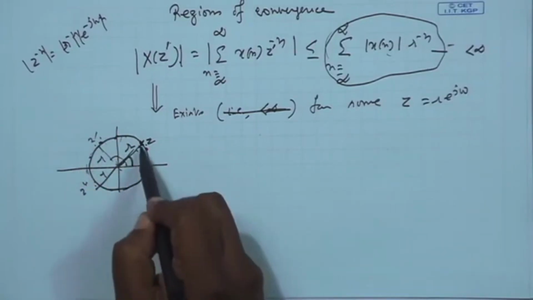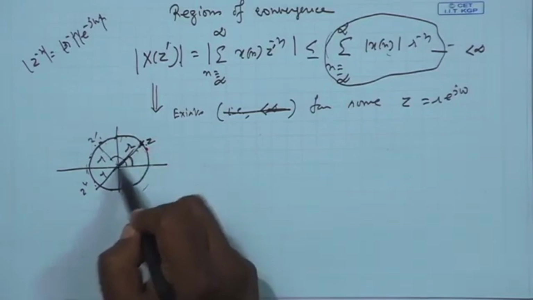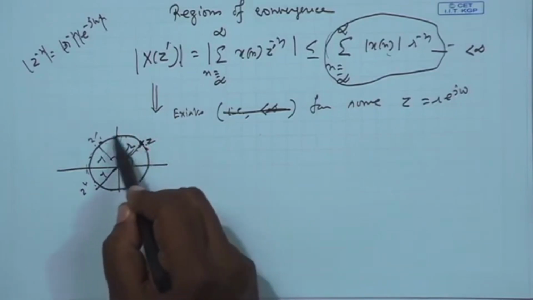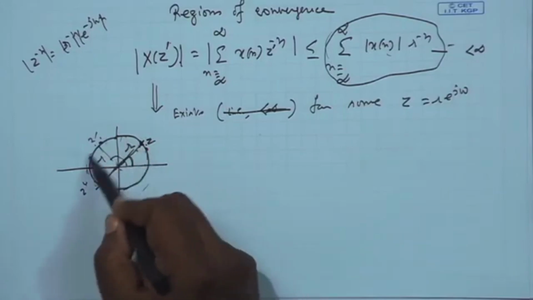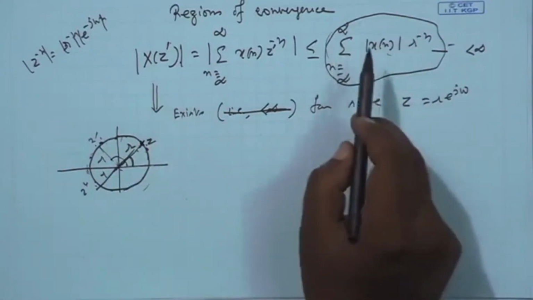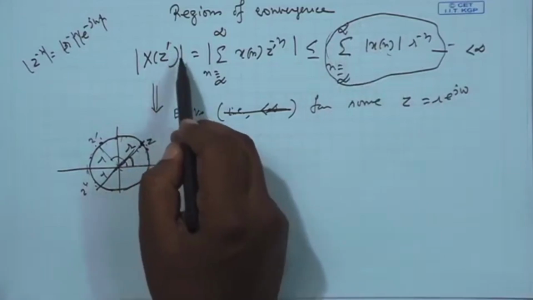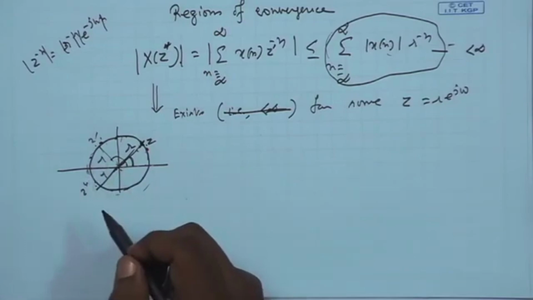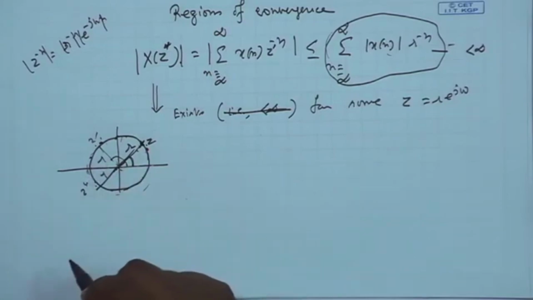if you draw a circle through that z, of what radius? Mod of that z, which is r. Then for any z on this circle, this mod of x of z summation will be finite. Therefore, it will exist.